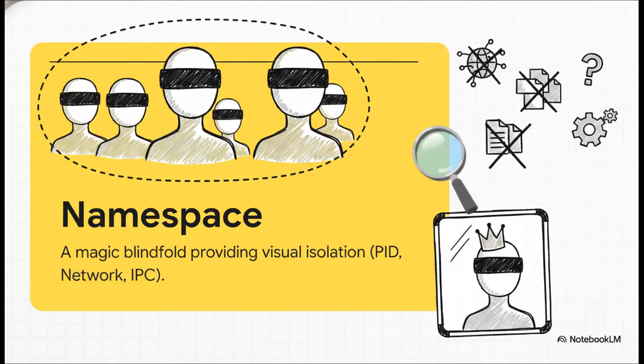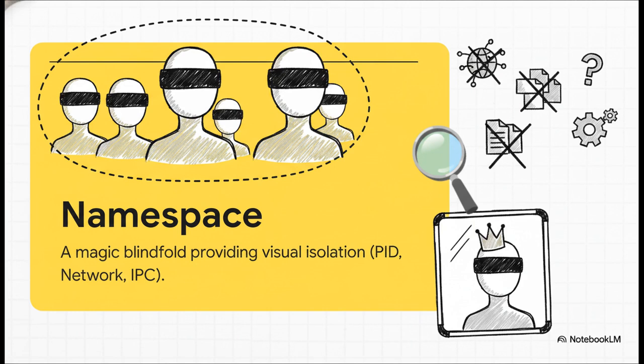Let's look at the first pillar making this whole illusion work, namespace. If a container is really just a normal process on the host, how on earth do we make it believe it has the entire machine to itself? Well, the Linux kernel pulls this off by putting a sort of magic blindfold on the process. That blindfold is the namespace. It provides strict visual isolation. Once a process is dropped inside a namespace, the kernel hides absolutely everything else from it.